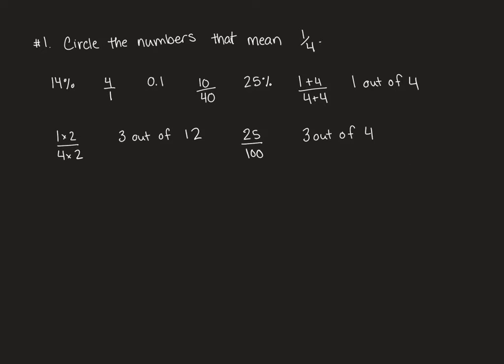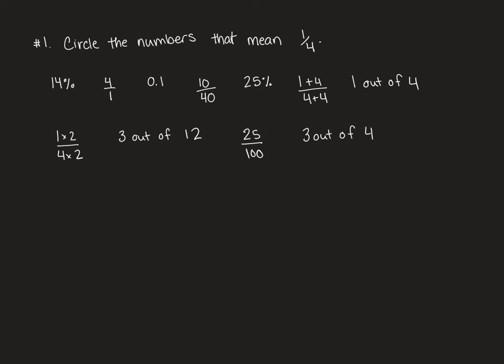Question 1 asks you to circle the numbers that mean 1/4 in terms of probability. So there are a wide variety of options that they give you. I've changed the number. Your question will say 3/4, and I've changed a lot of these here just so we can look at whether they are the same probability. So we could start with our first option, which is a percentage. So is 14% the same thing as 1/4?